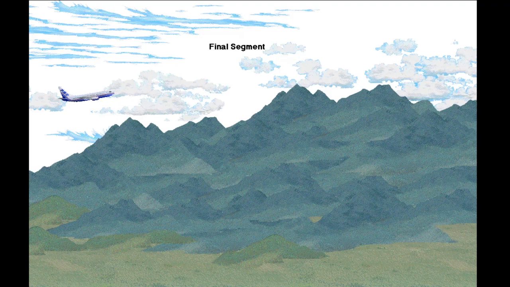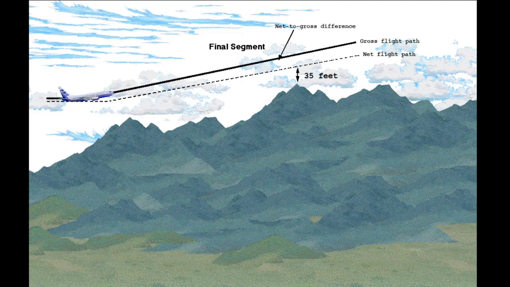Obstacles in the final segment have the same requirements. However, these are normally not limiting because they may be avoided by turning. The net flight path must clear the obstacle by at least 35 feet. The gross flight path gradient exceeds the net flight path gradient by the net-to-gross difference. An obstacle from any segment may be the most limiting.